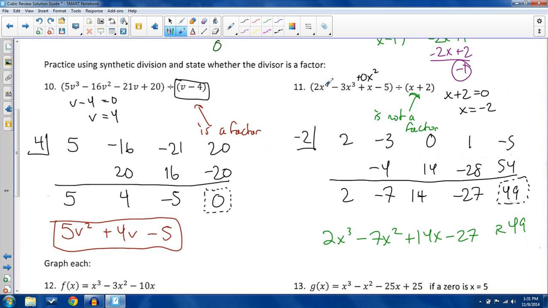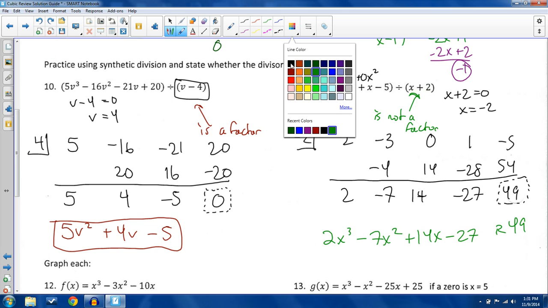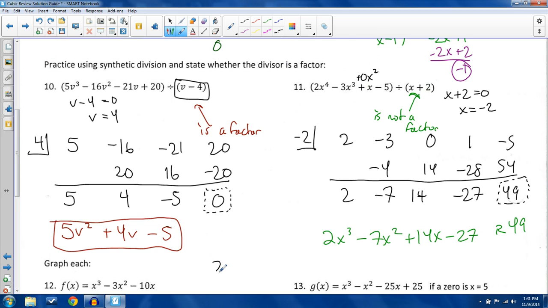So, what if they ask you to write this polynomial in factored form? What I would say is this. I'm just going to write this on the bottom. I'll say 2x to the fourth, just so you have an idea of exactly what we're doing here, minus 3x cubed plus x minus 5 is equivalent to x plus 2 times 2x cubed minus 7x squared plus 14x minus 27, plus 49. That's where that remainder exists. So if I were to factor this, I divide this out and I get this left, but I get that remainder, and again, that's where it fills in at the end.